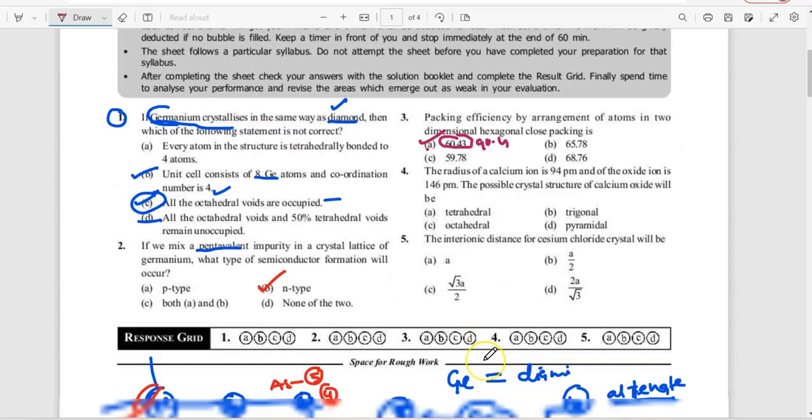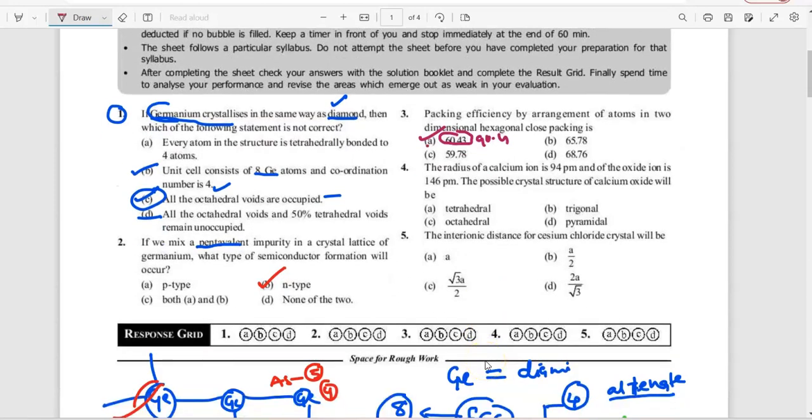Next, the fourth question. The radius of the calcium ion is 94 picometer and of the oxide ion is 146 picometer. The possible crystal structure of calcium oxide will be? To understand this type of question, we have to take the ratio of cation and anion. Here the cation is calcium, 94 upon 146. If you divide 94 by 146, you will get 0.643.